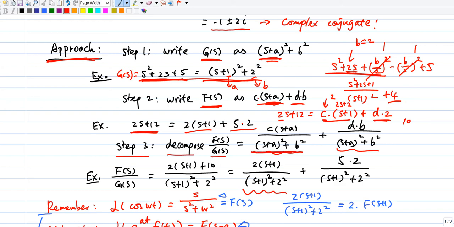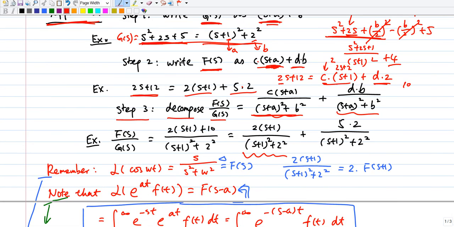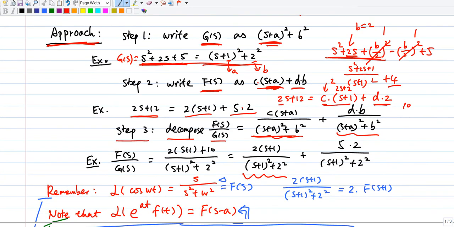Let me now talk about how we do the inverse Laplace using the example. The reason we use this form: if we follow steps 1, 2 and 3, then for this example we end up with F(s) over G(s) being 2 times (s + 1) plus 10. That's how we rewrite F(s) following step 2, divided by (s + 1) squared + 2 squared.